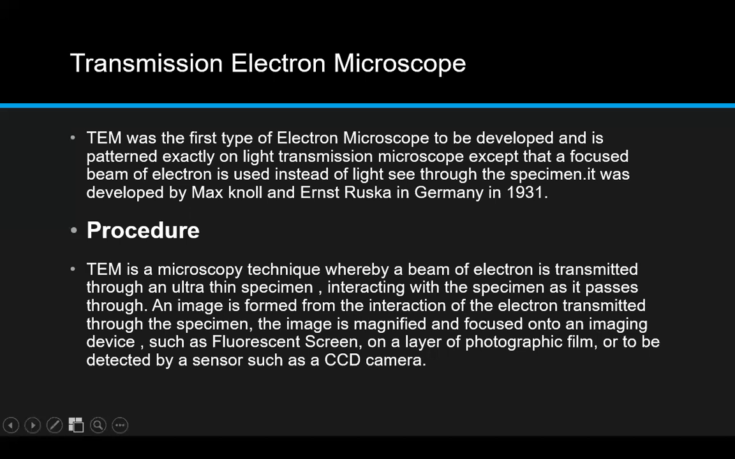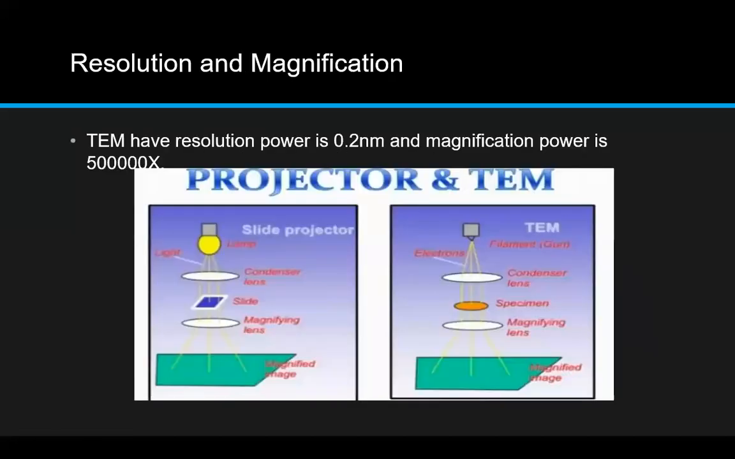Transmission electron microscopy has a resolution power of 0.2 nanometer and a magnification power of 5 lakh. This is a diagram of the transmission electron microscope. The source is a filament gun.